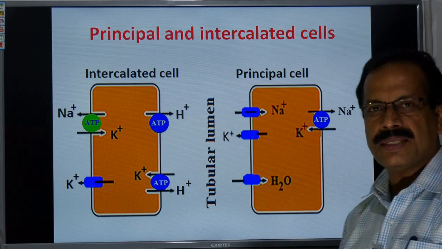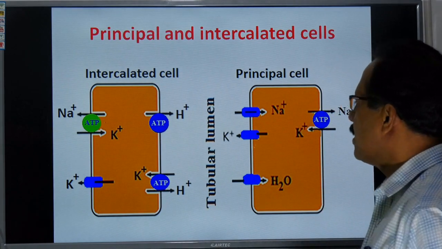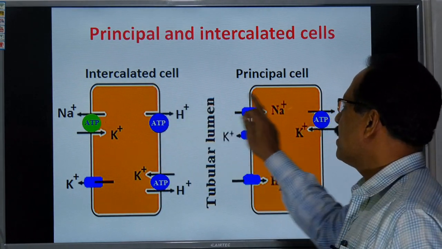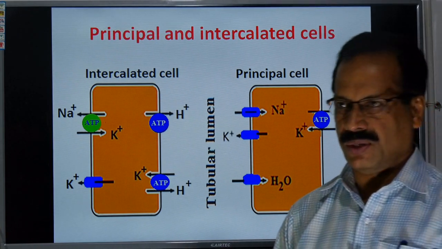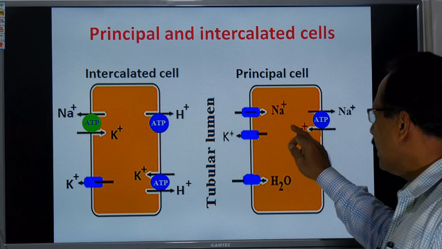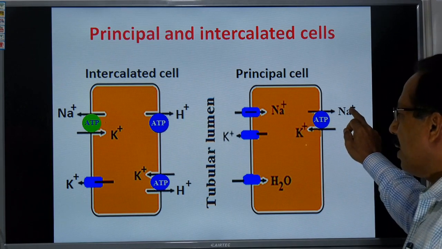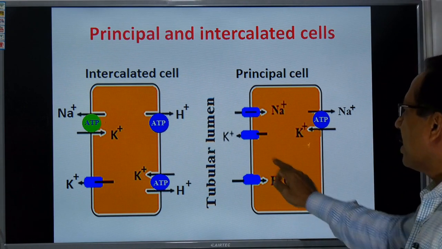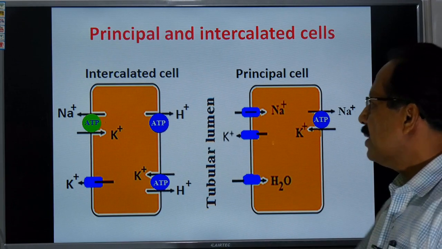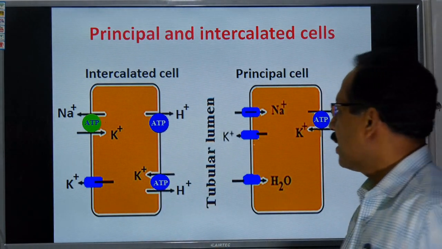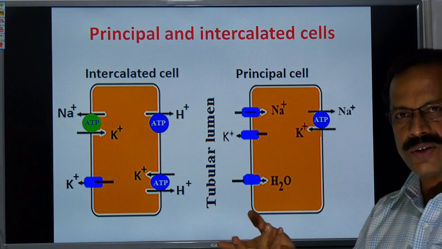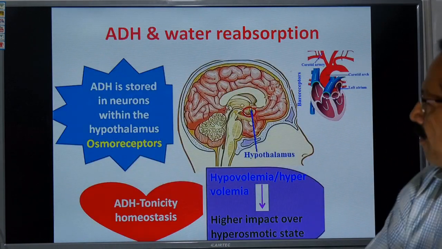The two types of cells present in this part are intercalated cells and principal cells. So they have differences in their function. The principal cells help in the reabsorption of sodium and water and secretion of potassium, whereas intercalated cells cause the reabsorption of potassium and secretion of hydrogen. So their function differs.